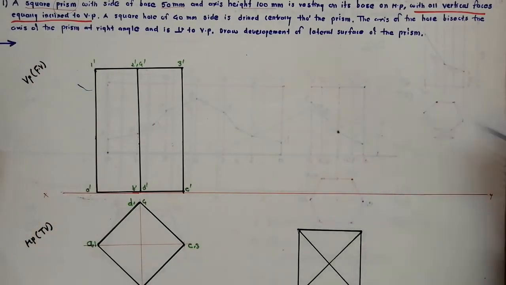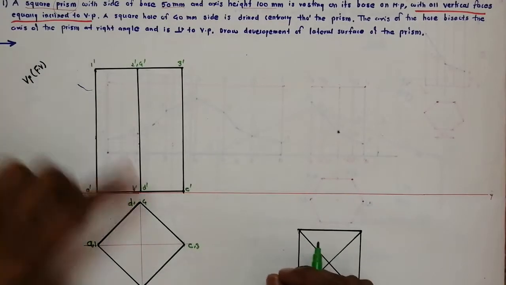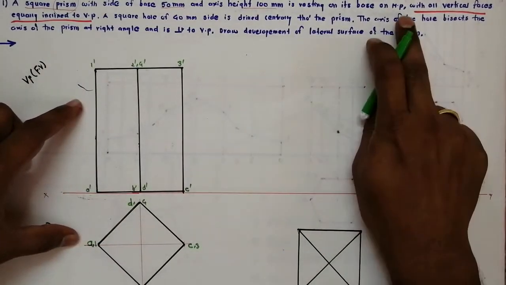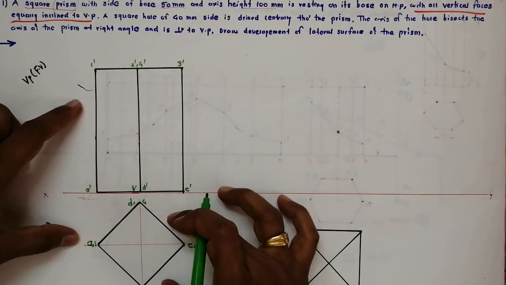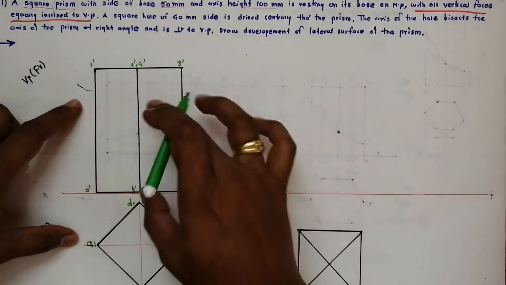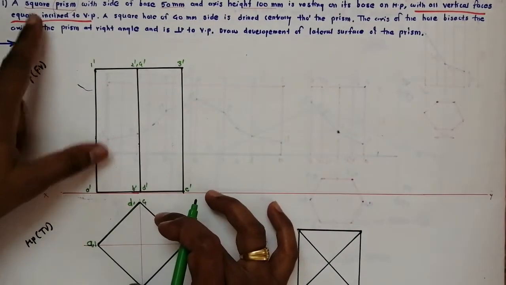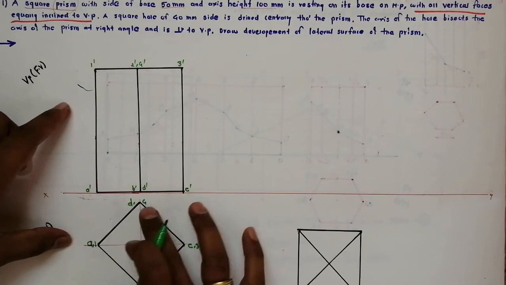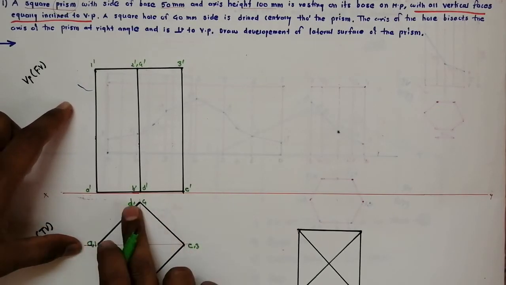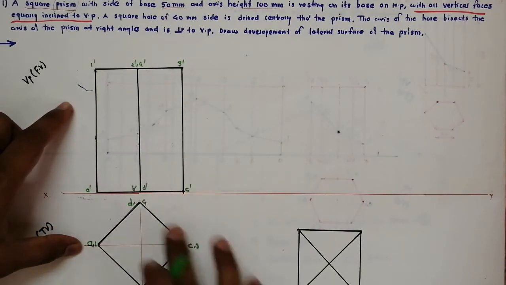Okay, so according to the condition given in the problem, we have constructed the square prism. The condition is its vertical faces must be inclined to VP. So we have drawn that one. Now since this is a square prism, we have to name it twice. So the bottom base is A, B, C, D. The top base is 1, 2, 3, 4.